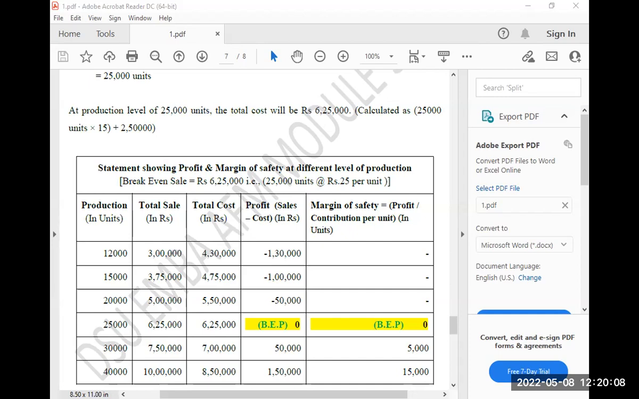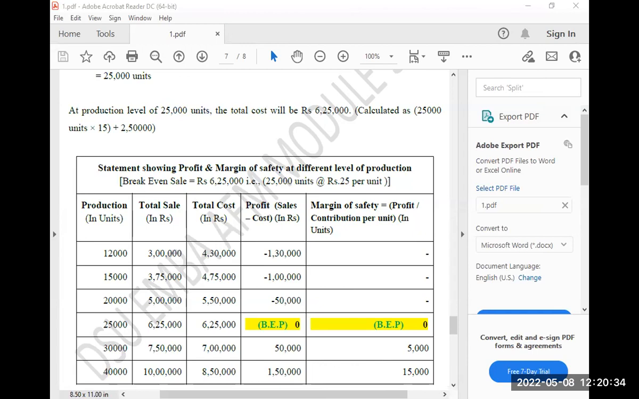So fixed cost is given in the question. That logic is fine. Contribution is equal to fixed cost minus loss. What is fixed cost? 90,000 minus loss. Loss is 30,000, so it's equal to 60,000. Contribution is 60,000. That's good.